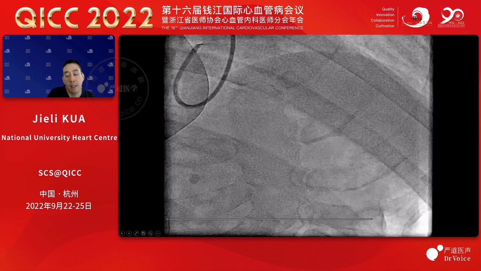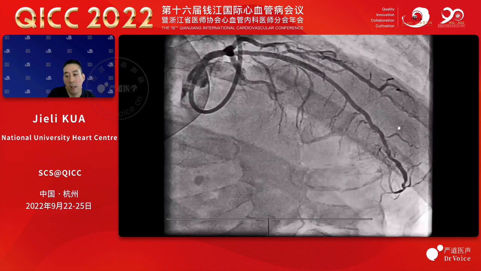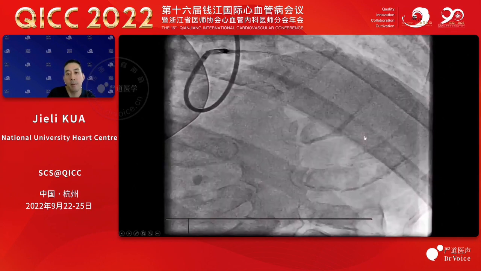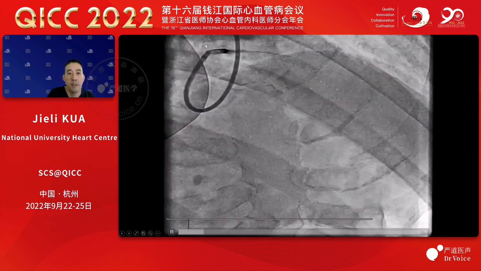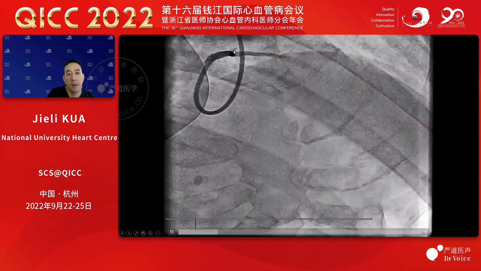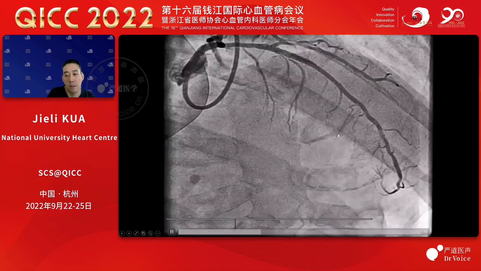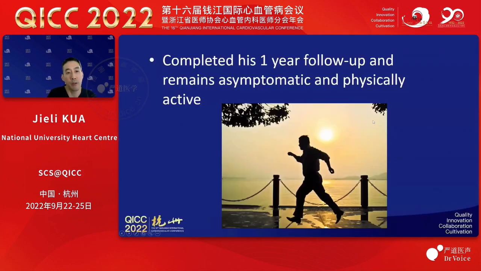And then this is the final picture. You can see that the stent is well expanded, with very minimal dissection in the distal LAD, but no flow limitation. And you can probably appreciate that the whole LAD has a little bit of disease here and there, with the proximal or ostial segment about the same size as your mid to distal segment. This gentleman completed his 1-year follow-up and remains asymptomatic and physically active.